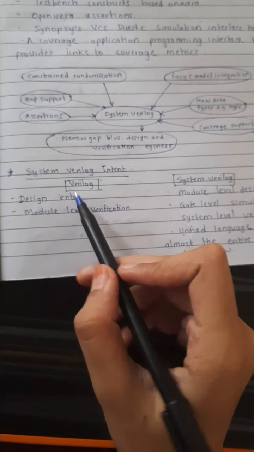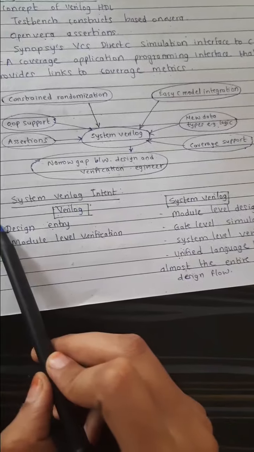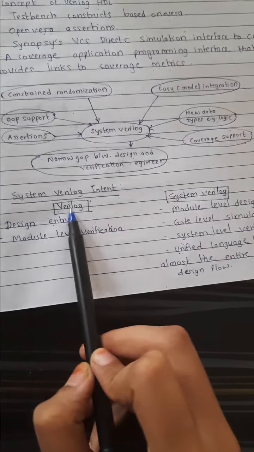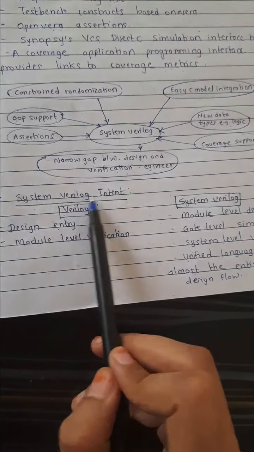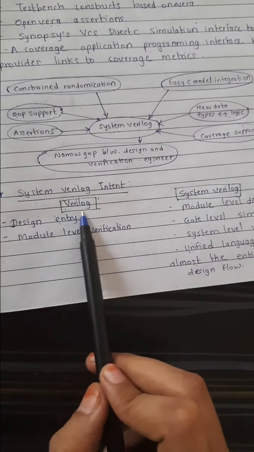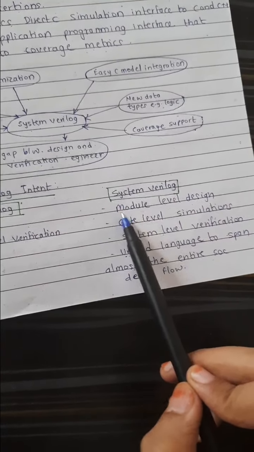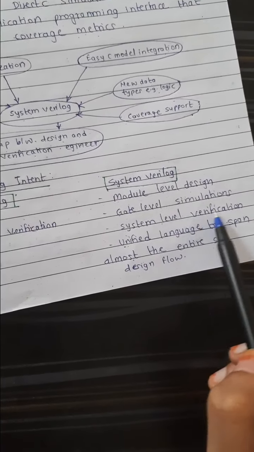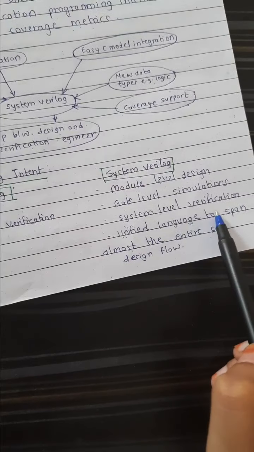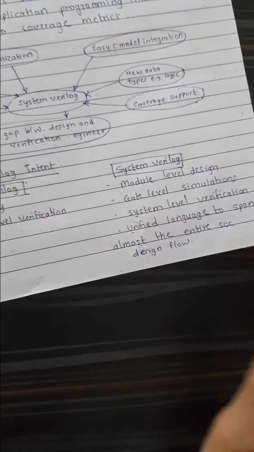In our previous video, we have studied what is SystemVerilog. We will see in this video what is the main difference between simple Verilog and SystemVerilog. So first of all, SystemVerilog intent. In Verilog, design entry and module level verification is available. In SystemVerilog, module level design, gate level simulations, system level verification, a unified language to span almost the entire SoC design flow.